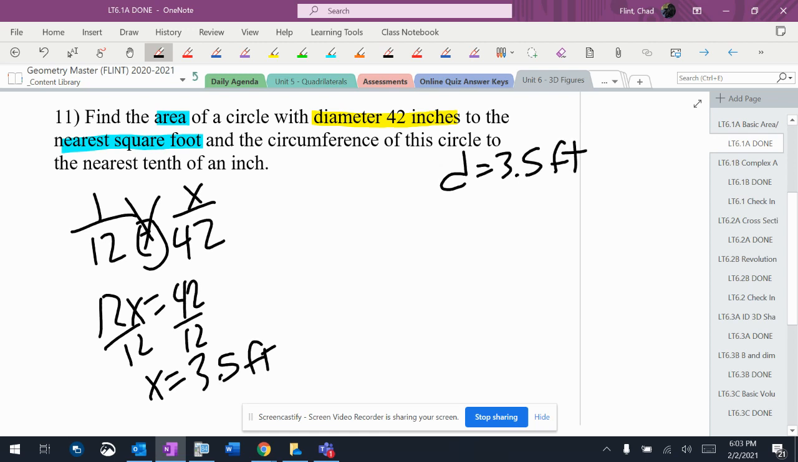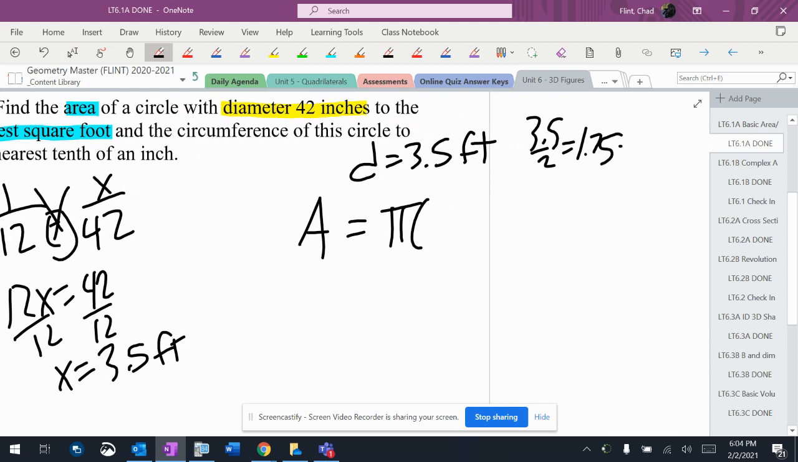It wants the area to the nearest square foot. So that's pi times r squared. So I need to take 3.5 and divide it by 2. And I'm going to get 1.75 for my radius. So be really careful with that. I almost didn't pay close enough attention.